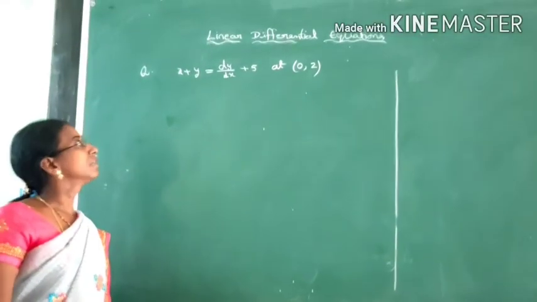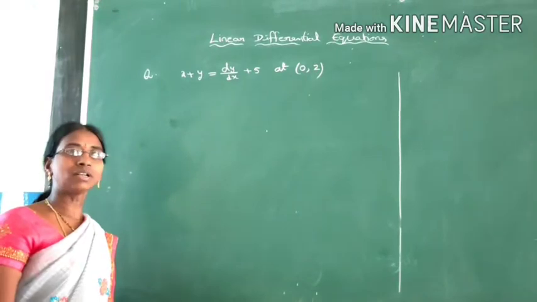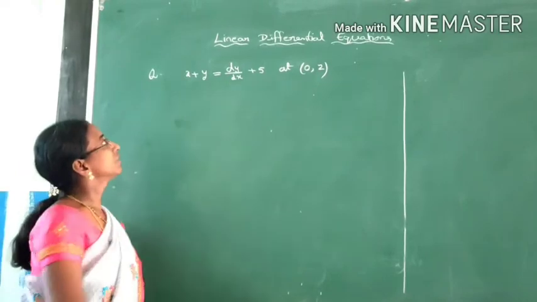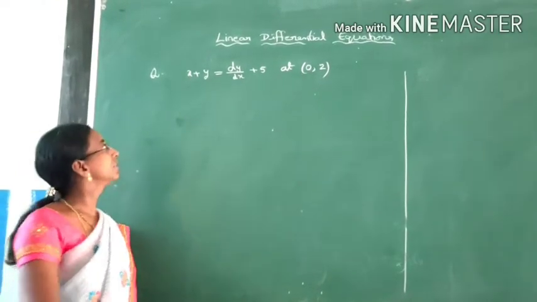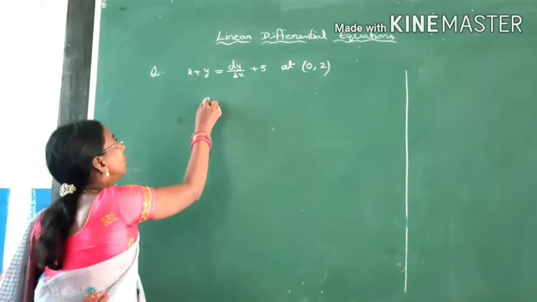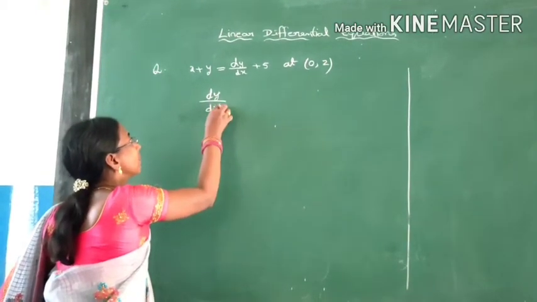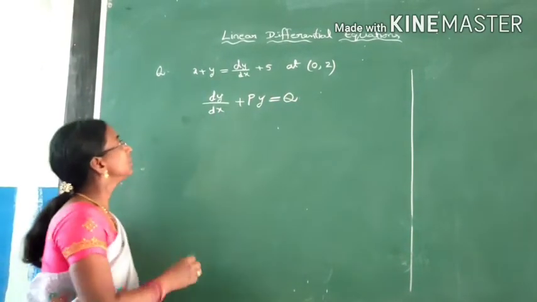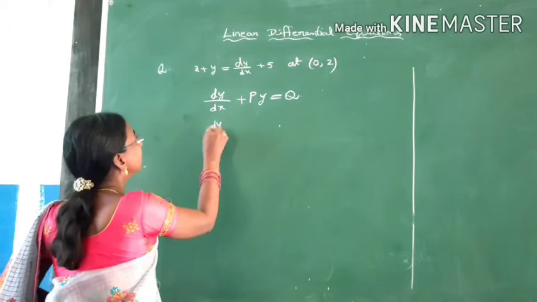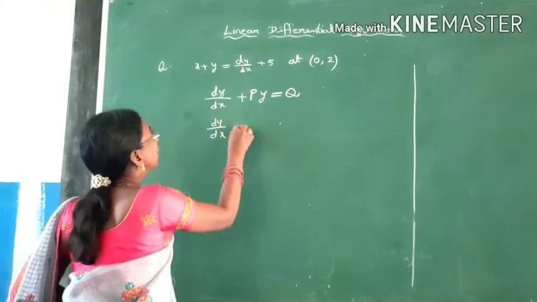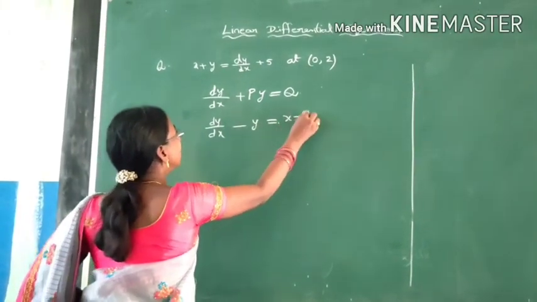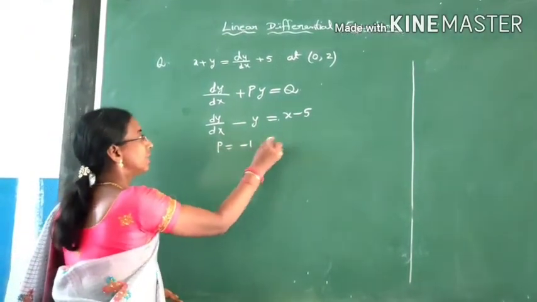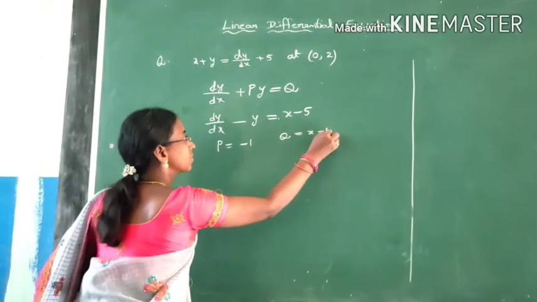Let us solve this differential equation and find the particular solution at the given point 0, 2. So, as we know that this is under linear differential equations, let us change to the form dy by dx plus py is equal to q. Change it to this form, that is dy by dx, bring this to here, minus y is equal to x minus 5 by rearranging. From here, p is equal to minus 1, q is equal to x minus 5.